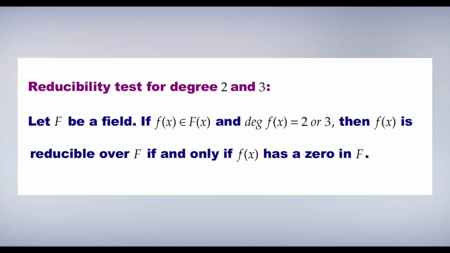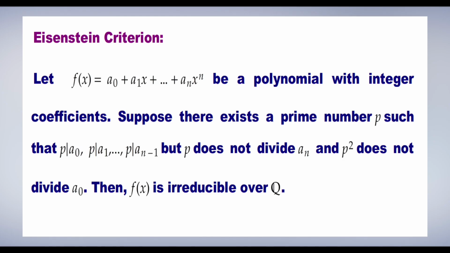First, the reducibility test for degree 2 and 3. Let F be a field. If f(x) belongs to F[x] and the degree of f(x) is equal to 2 or 3, then f(x) is reducible over F if and only if f(x) has a zero in F. We now give a criterion for determining the irreducibility of a polynomial in Z[x] over Q. Next, the Eisenstein criterion.